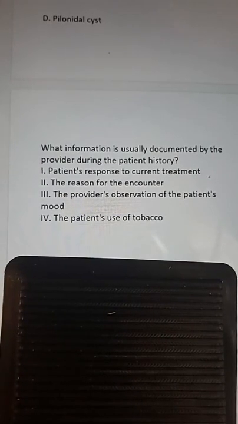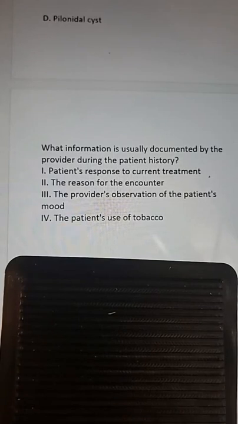What kind of documentation is found during patients' recounts of their history? Patient's response to current treatment, reasons for the encounter, the provider's observation of the patient's mood, or the patient's use of tobacco abuse. Would there be 1 and 2, 1, 2, 3, would it be all of the above, none of the above? You could pick multiple answers.